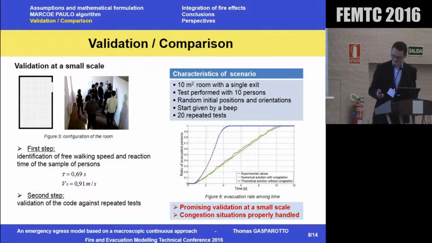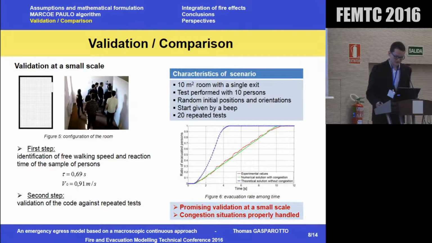The curves in figure 6 here show our experimental results averaged on 20 tests for the ratio of evacuated persons over time. We can compare it to the green curve, which is the solution computed by our code, taking into account the interaction between people. And I have presented the blue curve, which is the solution when we consider that people evacuate as if they were alone. So the blue solution does not take into account the interaction between persons.